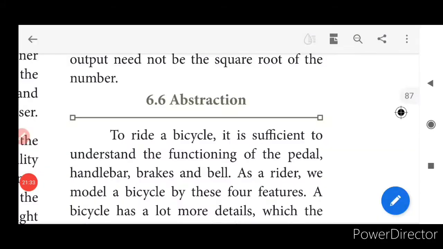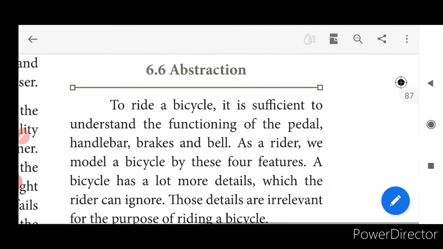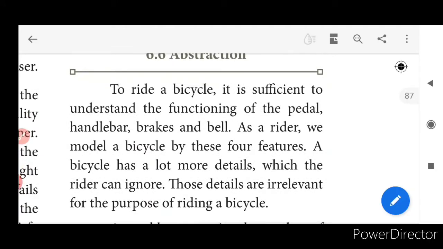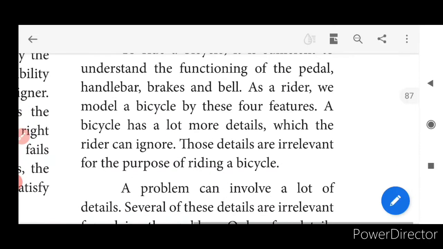Already we know an abstraction, right? We will be concentrating only on the important things and we will leave out the unwanted details. See, to ride a bicycle, it is sufficient for you to know the functioning of the pedal, handlebar, brakes and bell. As a rider, we model a bicycle by these 4 features only. We have a lot more details inside it, but the rider actually ignores it, isn't it? Because it is irrelevant for the purpose of riding a bicycle.